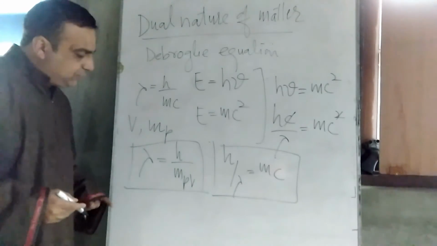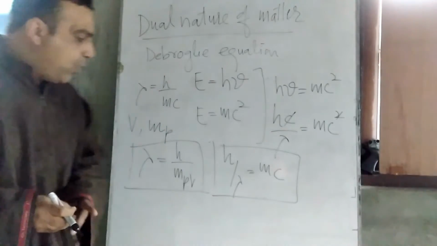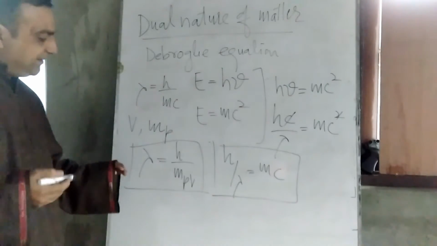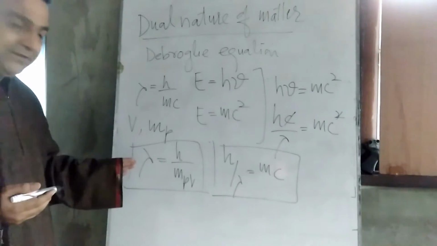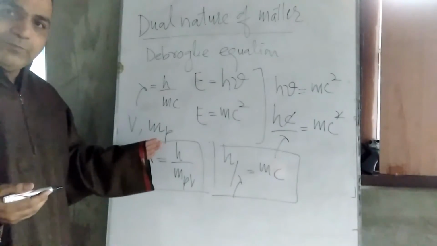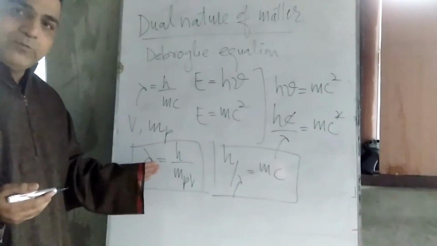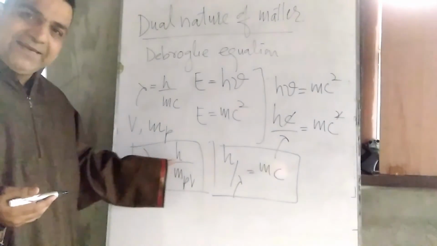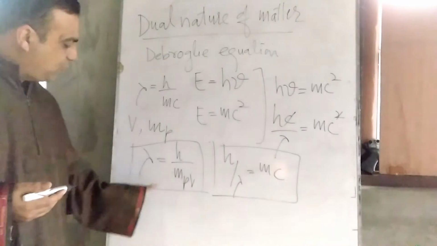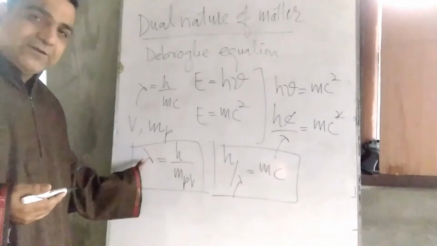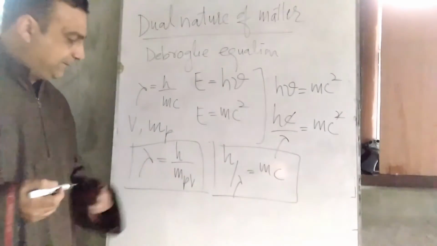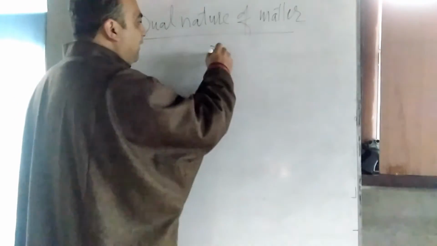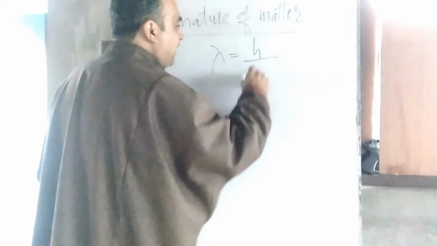So this equation out here is known as de Broglie's equation. And this de Broglie equation is telling us that the wavelength of a material particle is equal to the Planck's constant divided by the momentum of that particle. So a wavelength is associated with a material particle. So lambda comes out to be h by mv.